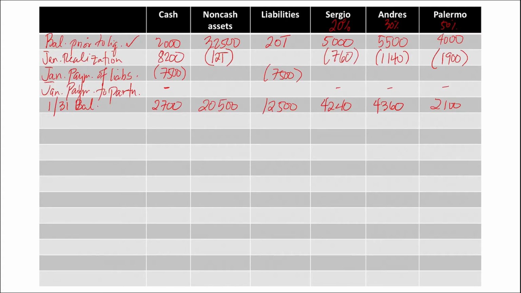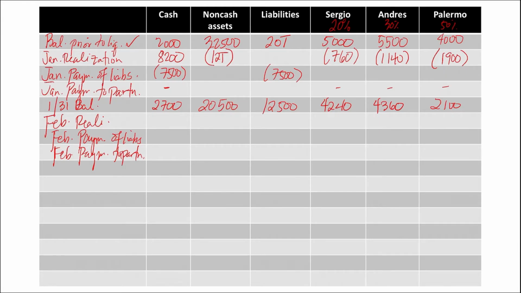Then, pagdating sa number 4, February na. Okay, tuloy natin. Kung ano yung ginawa natin sa January, guys, uulitin natin yung cycle. Magiging February nga lang. February, realization. February, payment of liabilities. And February, payment to partners. Uulitin natin yung liquidation process. Ready na? Okay.